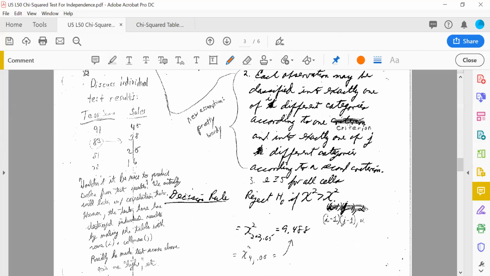Okay, and do you remember the E's from what we just did the last time? E's stand for expected frequencies.